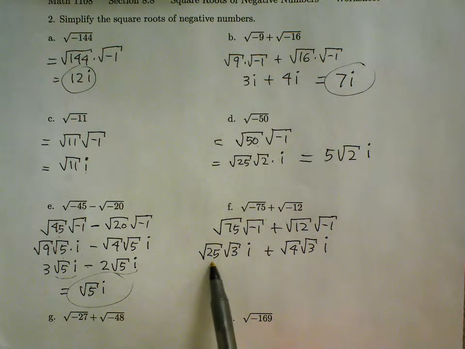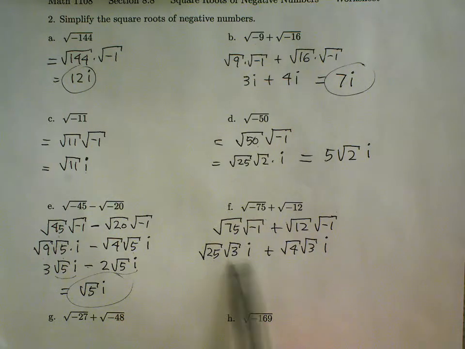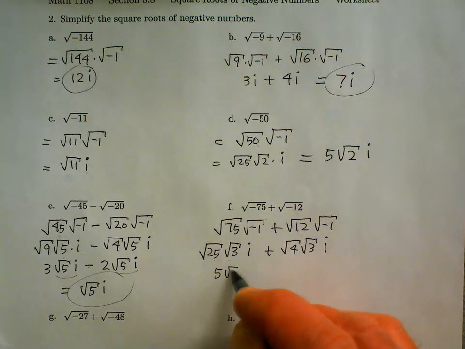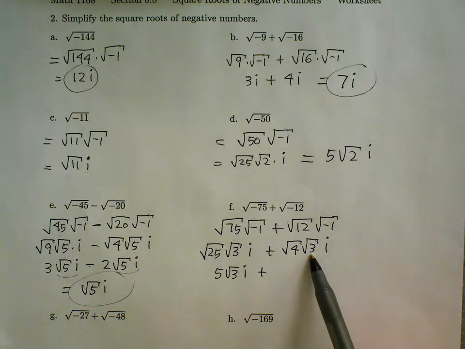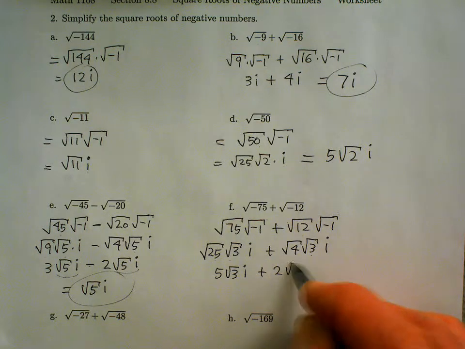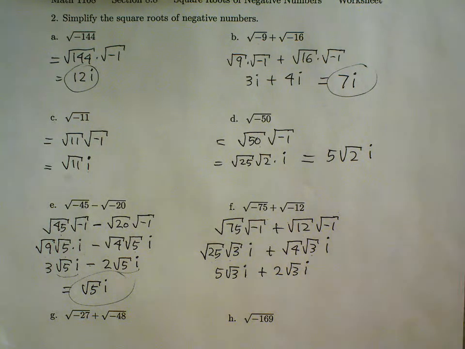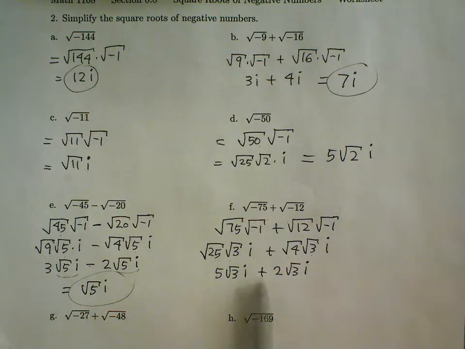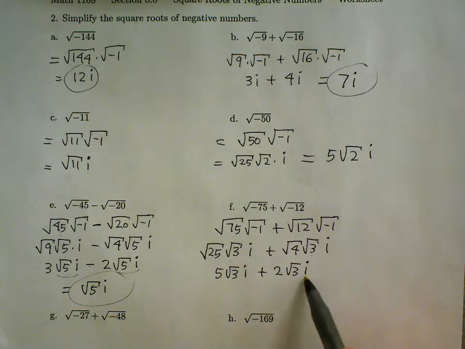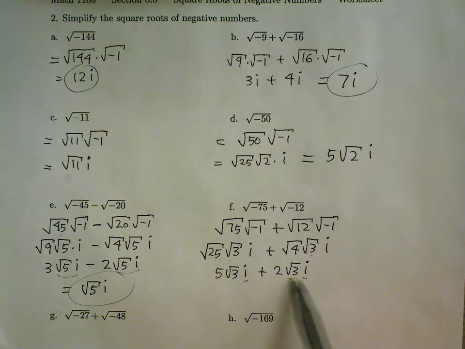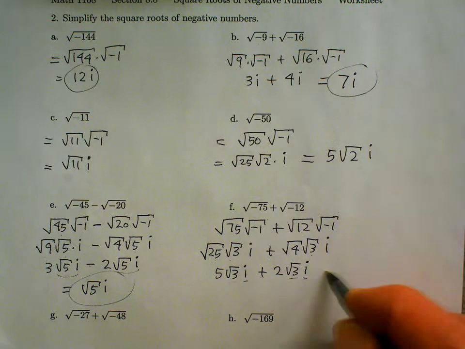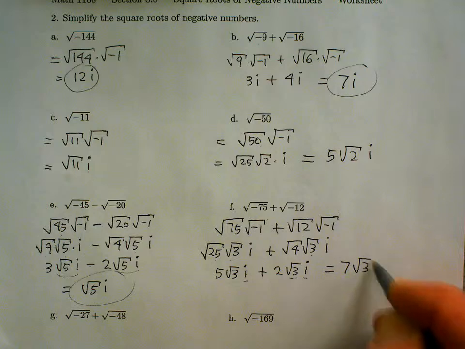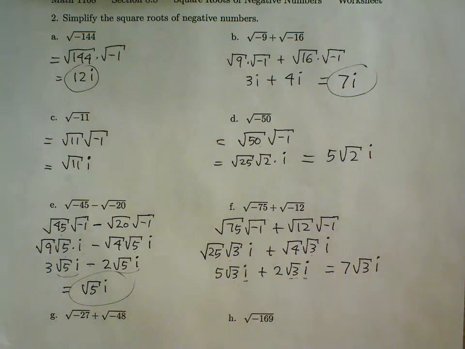And then the next step, the square root of 25 times the square root of 3 times i is 5 times the square root of 3 times i. And then the square root of 4 times the square root of 3 times i becomes 2 times the square root of 3 times i. Okay, the two terms that we're adding are like terms. They both have the factor i, and they both have the square root of 3. So they can be combined by adding, and we get a total of 7 times the square root of 3 times i.